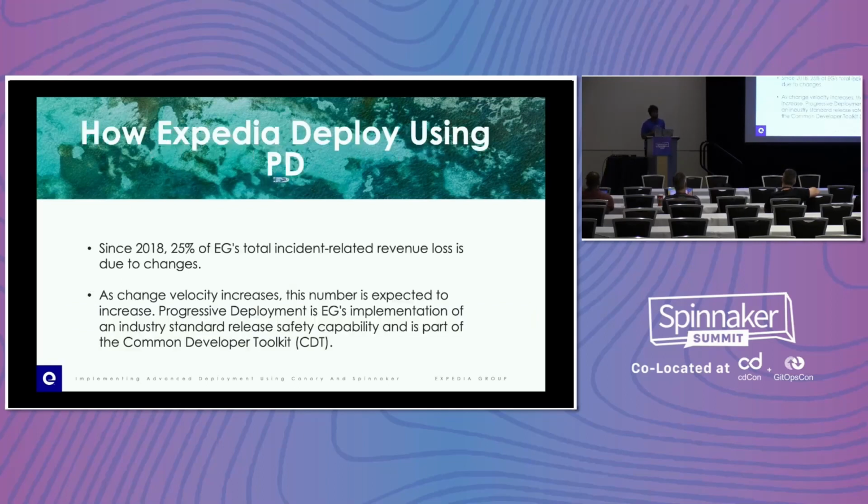Then there is how Expedia deploys. Currently, we were doing blue-green deployment. Now we have introduced progressive deployments, which is an advanced version built on top of Spinnaker and Canary. The fact is that the total loss of Expedia in revenue due to changes is 25%. So that is quite a huge amount for Expedia.